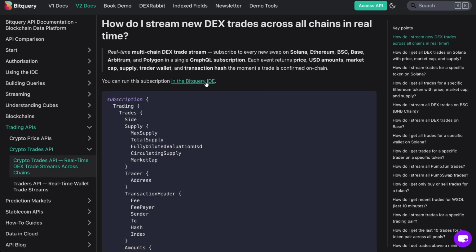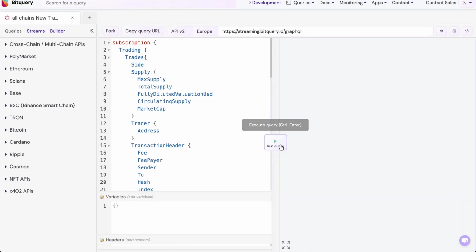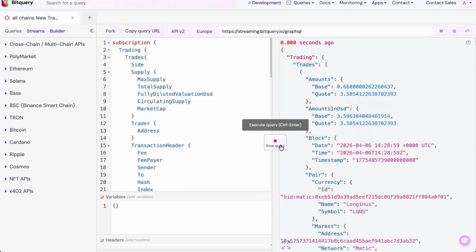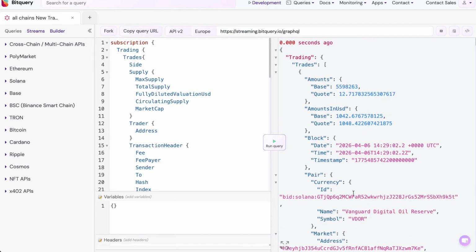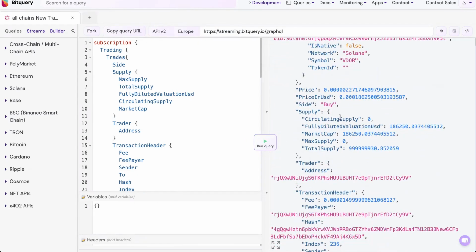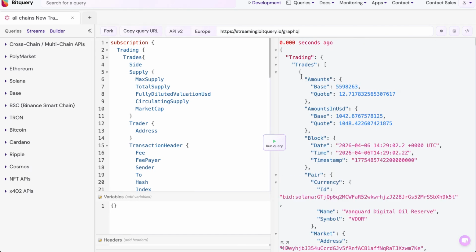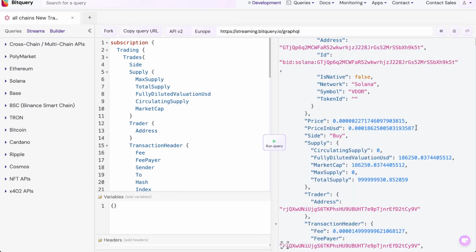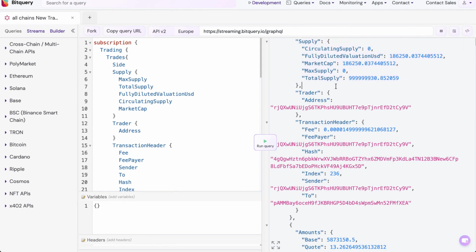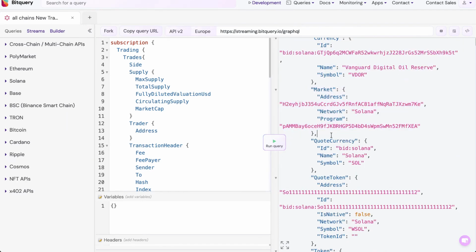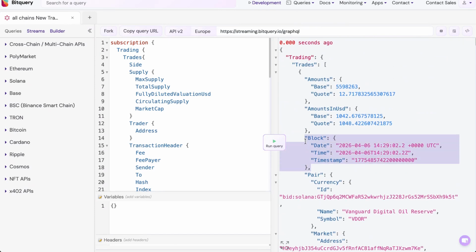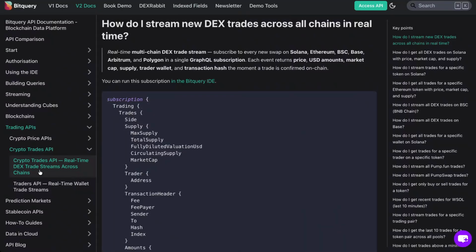First, let's stream all trades across supported blockchains. This streams trades from Ethereum, Solana, BSC, Base, Arbitrum, Polygon, all in real time. Each trade includes buy or sell side, trader wallet address, trade amounts in native tokens and US dollars, current price and USD price, market cap, FDV and total supply, which blockchain and DEX protocol, block timestamp. One API endpoint streaming trades across every major chain. No need to manage multiple data sources or piece together different APIs.